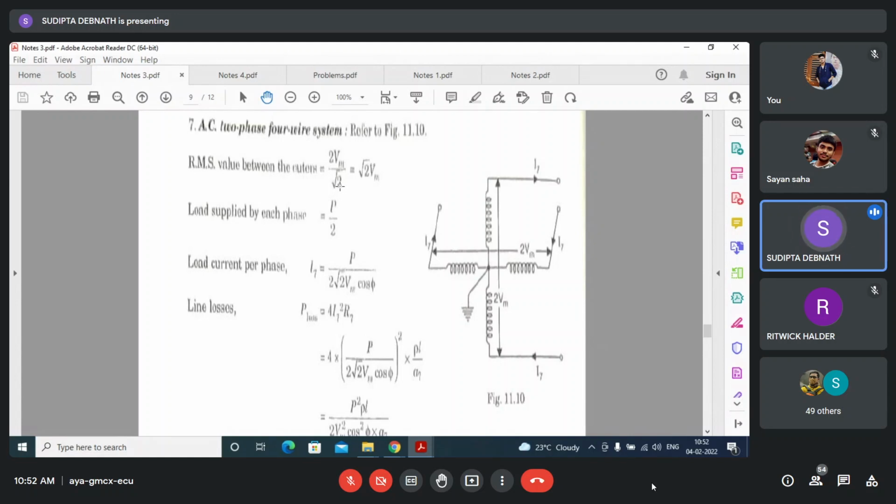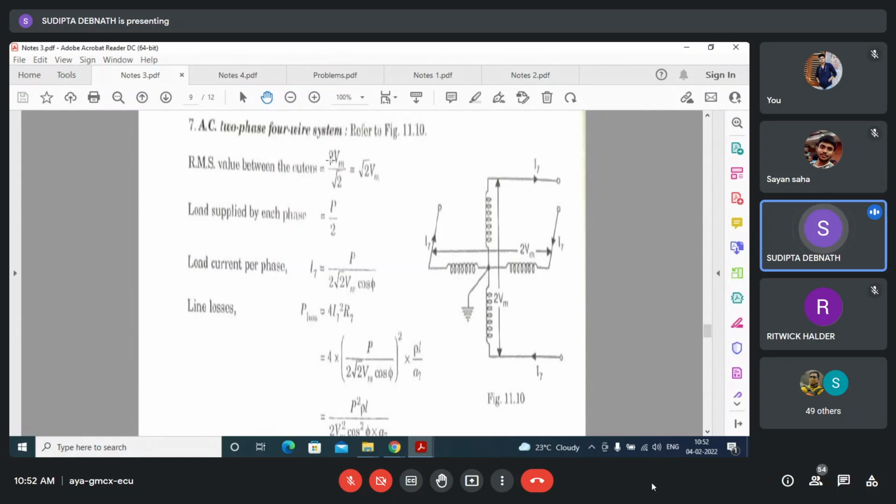As we consider in a three-phase system, what do we write? P by 3 equal to V phase, I phase, cos theta. Here also, P by 2 equal to V phase, I phase, cos theta. I is the same, I7. And V phase is twice Vm by √2, so it is coming as twice Vm. So the first step you write like this: P by 2 equal to twice Vm by √2 I into cos theta.